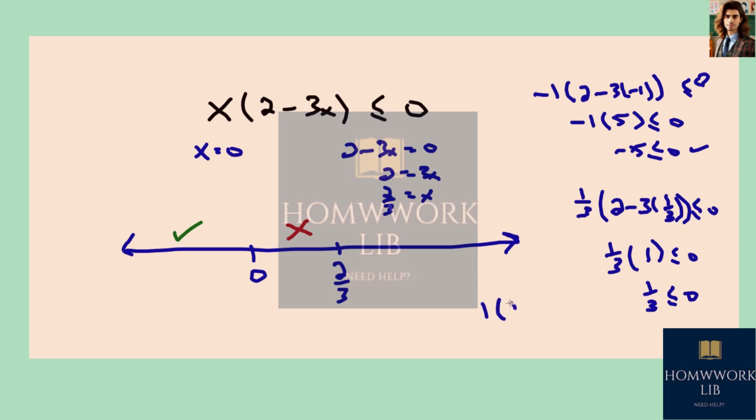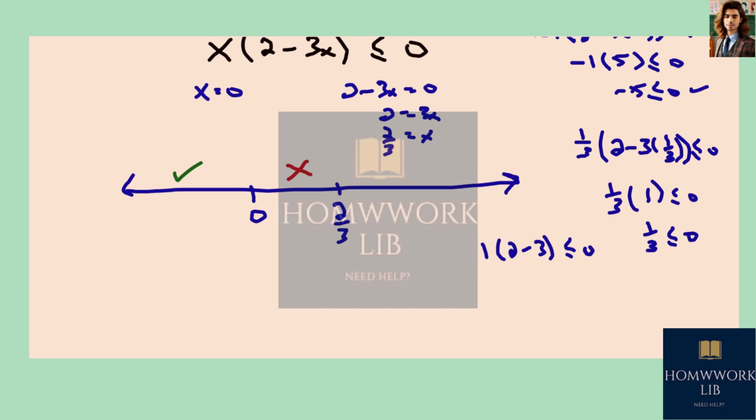And check something to the right of 2/3, like 1. Is 1 times (2 minus 3 times 1) less than or equal to 0? And we get 1 times -1, which is -1. That is less than or equal to 0.